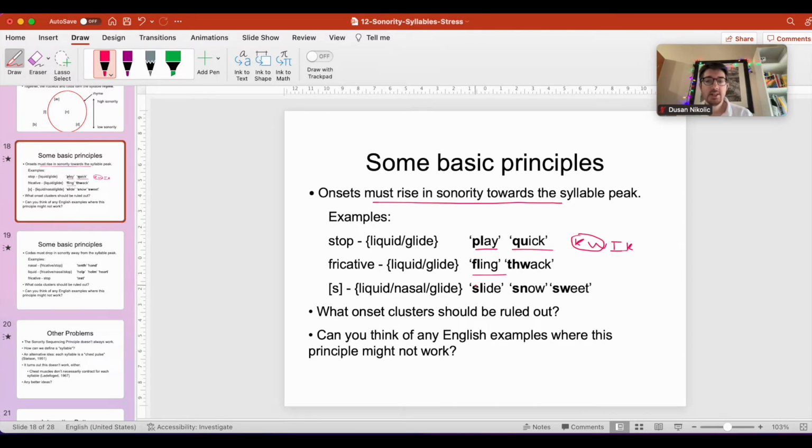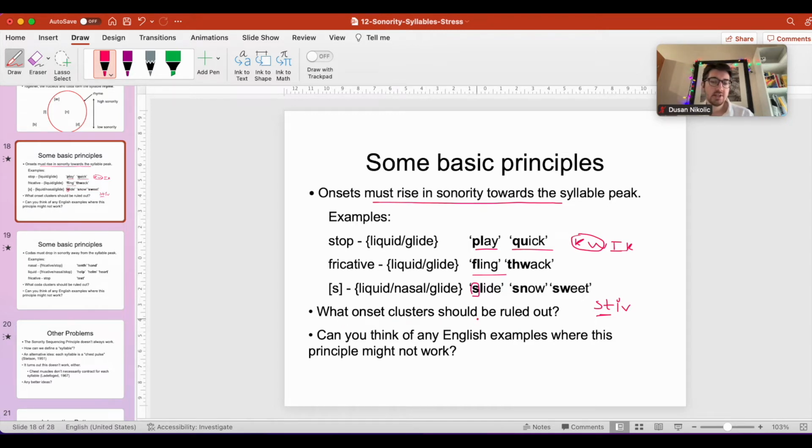Slide, snow, sweet are also such examples, although S is a very special case. S breaks the patterns all over the place, and with S we have problems, so to say, because you might have a word such as Steve, right? It's a fricative followed by a stop, which is not the best combination with respect to sonority. So sonority does not always work, and we'll see why. But 90% of the time it does.